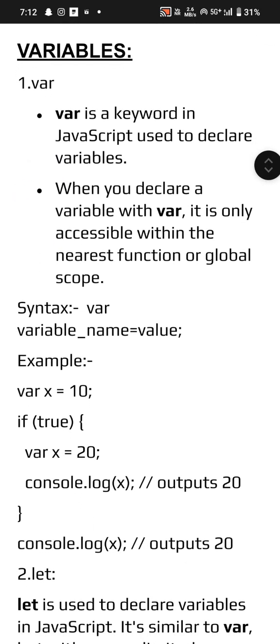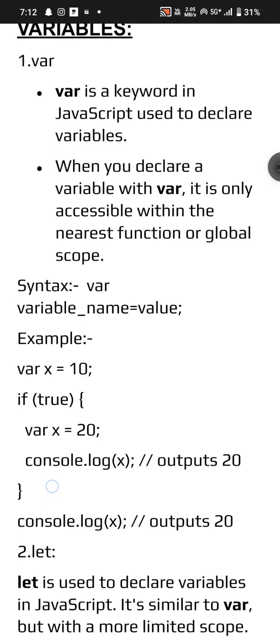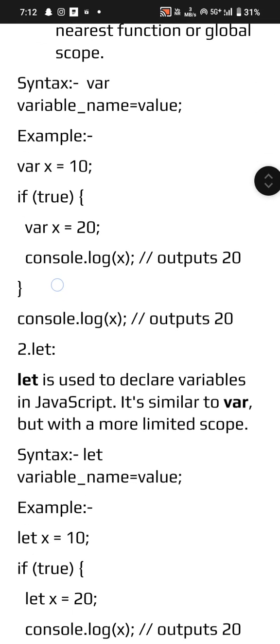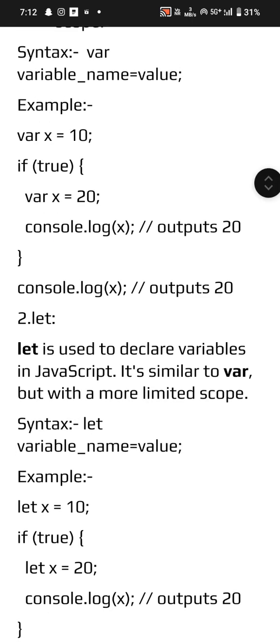Variables. Variables are the building blocks of JavaScript, used to store and manage data. First, we have var. Declaring a variable with var gives it a scope tied to the nearest function or globally. For example, var x = 10. Inside a block, if you reassign x, it changes globally as well.